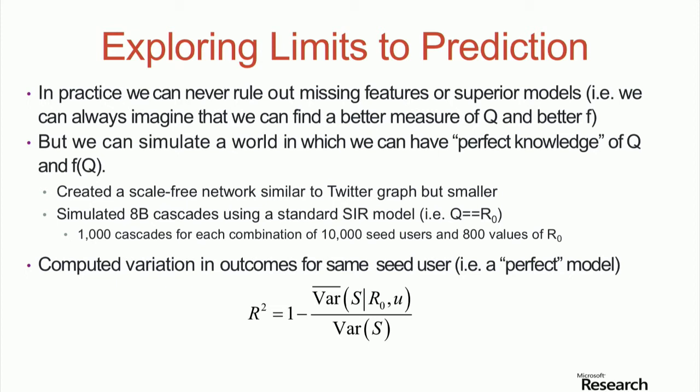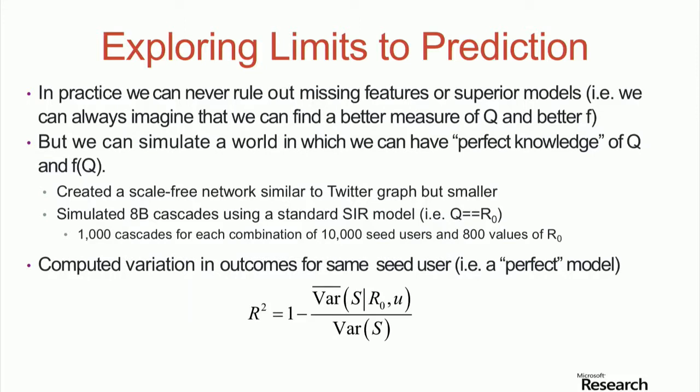So we condition on, I haven't said what Q is yet. So we know two things. The only two things that we can know is where does it start? So we have the seed user, and the only parameter that the seed user has, because it's a random scale-free graph, is degree, okay? So we know everything about the user, that's U. And then we have a very simple SIR model, and so the only parameter is R0, which is how many new infectives do you generate for each infected person, okay? So we have one parameter for the model, one parameter for the user, and now we can condition on both of those things. So this is our perfect model.